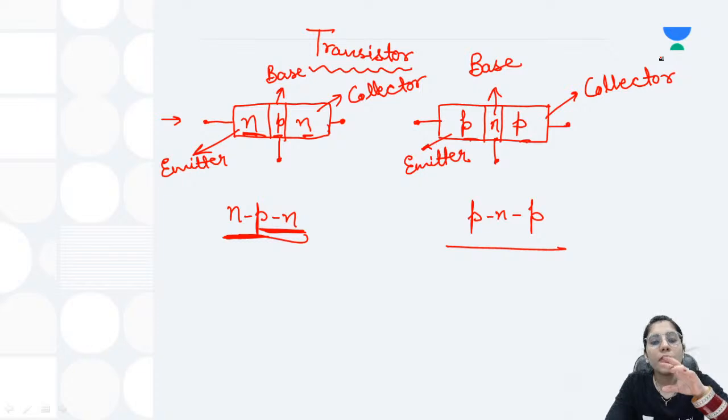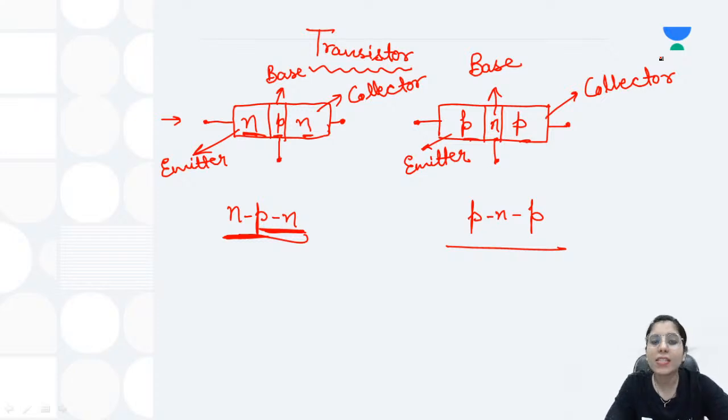Clear? Now you may see that I have made this middle section quite thin in comparison to the corner sections. The reason behind it is that it is the base. The base in a transistor is generally a thinner section, thin in comparison to the other sections we have in a transistor. That's how we represent it. Even if you see an actual transistor, you will find that the base is thin in comparison to the other 2 sections.